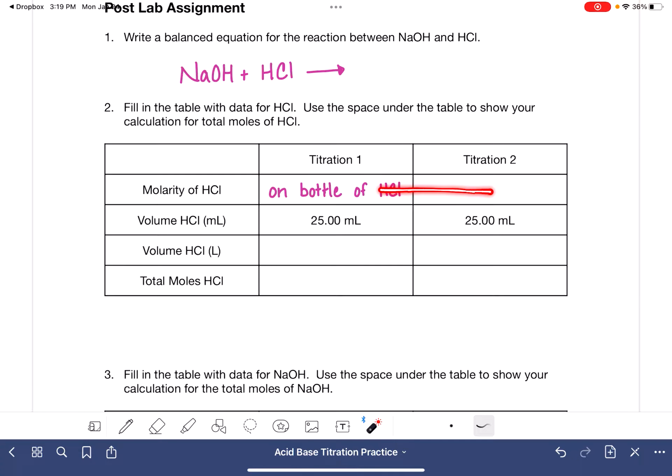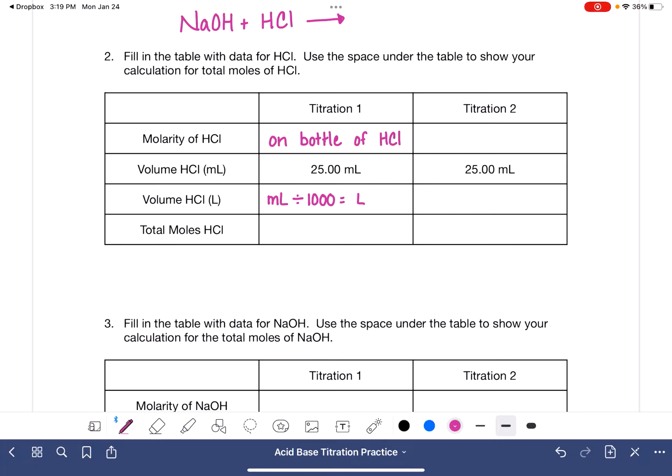To convert from milliliters to liters, you're going to take your value in milliliters and just simply divide it by 1,000, and that'll give you your value in liters. And then down here, last but not least, you'll calculate the total moles of HCl. So the way that you're going to do this is take the molarity of HCl, I'm going to write the word out instead of using the abbreviation, and then recognize that the molarity of HCl is just simply the number of moles of HCl in every 1 liter of HCl. So whatever the molarity is, whatever this number is, that's how many moles you have per liter of HCl.